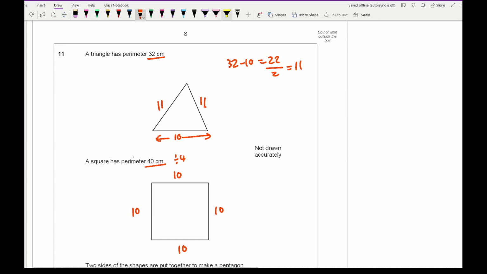Then working out the perimeter of the pentagon, it's going to be this plus this plus this. Here's the perimeter, and then highlight. Perimeter equals 11 plus 11.